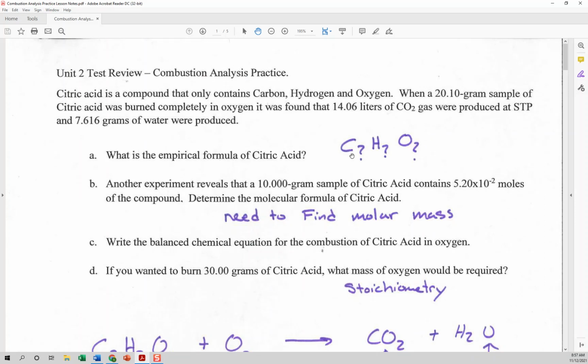We have a compound, it's got carbon, hydrogen, oxygen. We don't know the subscripts. And so let's remember subscripts is equal to moles. So if I can figure out how many moles of carbon I have, that'll be the carbon subscript. If I figure out how many moles of H I have, that'll be H's subscript, and the same thing with oxygen, okay? And so that's our goal. So given the amounts of CO2 produced from the combustion reaction and the amount of water produced, we want to figure out these subscripts so we can get our empirical formula, all right?